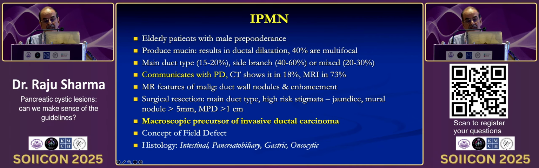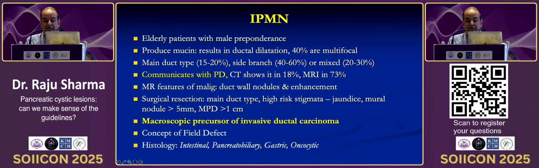There is a main duct type, which has the highest malignant potential, but is not so common. It is the side branch type, which accounts for 40 to 60% of patients. This does not have too much malignant potential. And then there is a mixed form where both the main and the side ducts are involved. Hallmark again is communication with the pancreatic duct. MR is again superior to CT in showing that communication.